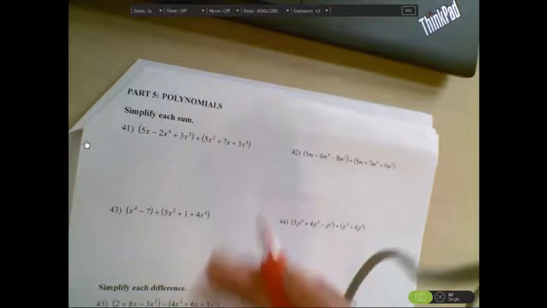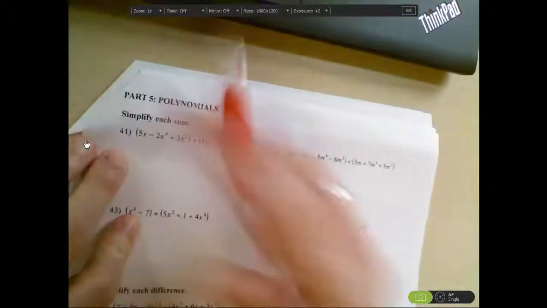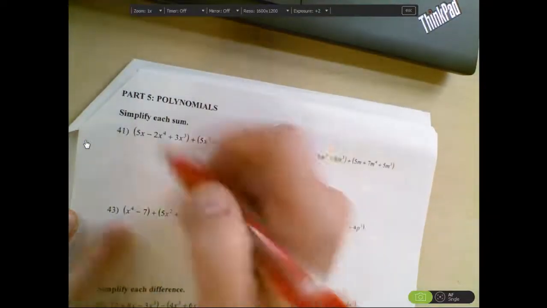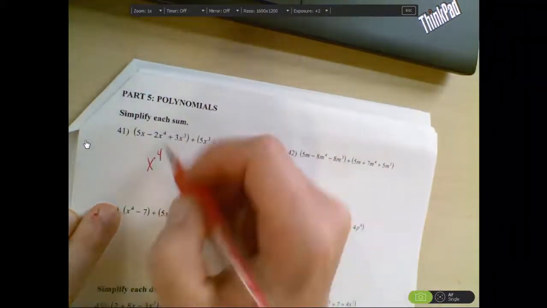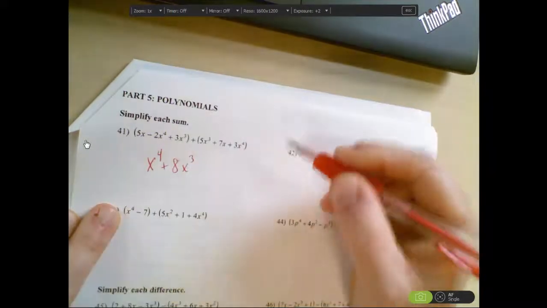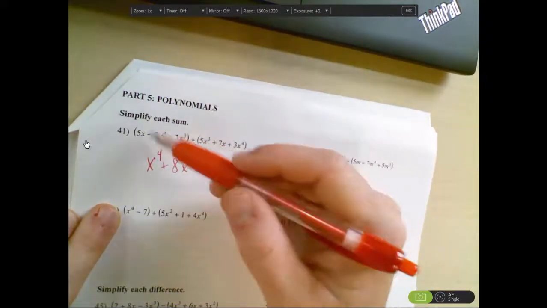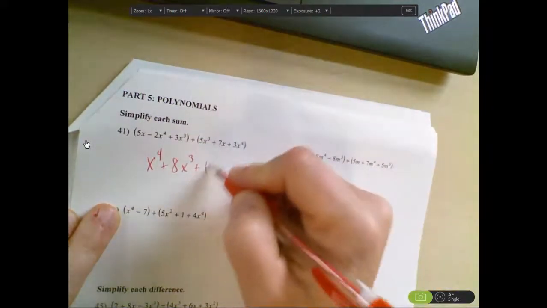Last page. Combining like terms. When you add polynomials, you just combine like terms. So, start with the highest exponents first. I have a negative 2x to the 4th plus 3x to the 4th is 1x to the 4th. 3x cubed plus 5x cubed is 8x cubed. There's no x squareds. And then the x's, 5 plus 7 is 12x.